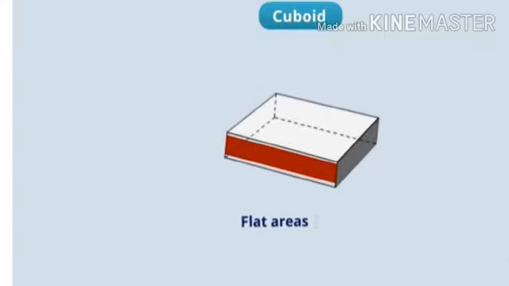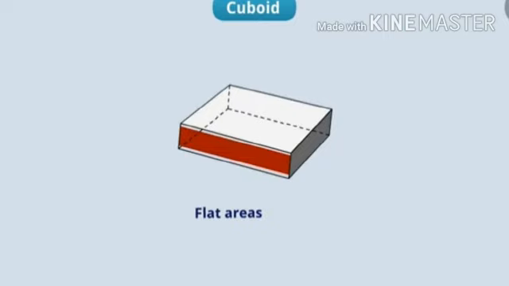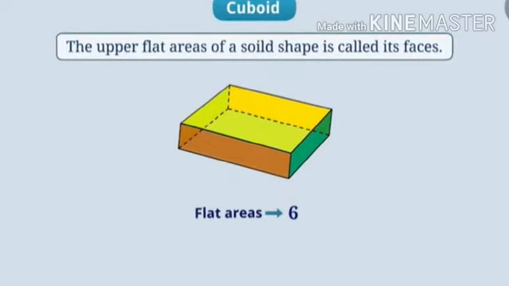You can see that here 1, 2, 3, 4, 5 and 6 is flat area. Thus, the box of matches is made up of 6 flat areas. The flat area of a solid shape is called its face. Hence, there are a total of 6 faces in the cuboid.